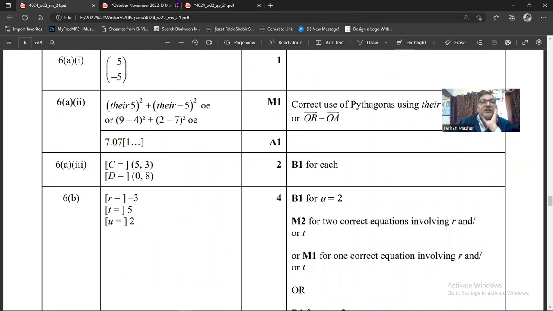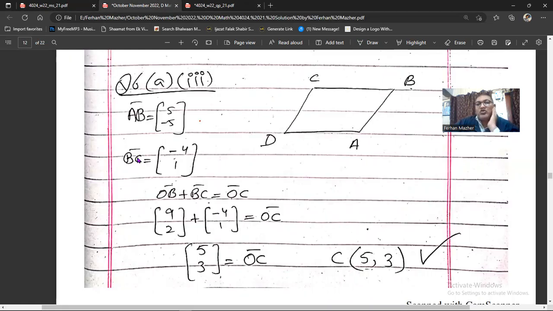C will be (5, 3). Our answer is right. This is the solution. By using BC, we have found the coordinates of C. Now I know the coordinates of C. The coordinates of D are unknown.